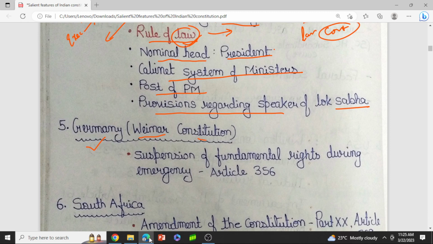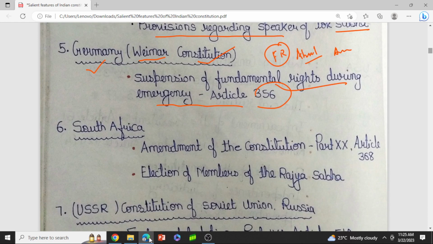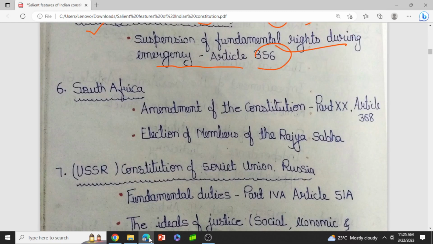Germany, that is your Weimar constitution. Suspension of fundamental rights during the emergency, article 356. So fundamental rights are not absolute. They can be amended, they can be taken away, suspended. So this suspension of fundamental rights during the emergency is taken up from Germany. Now, just like in COVID, the fundamental right of forming an association, or the group was taken away because the emergency was there, right? There was an emergency where it was required to maintain the social distance.